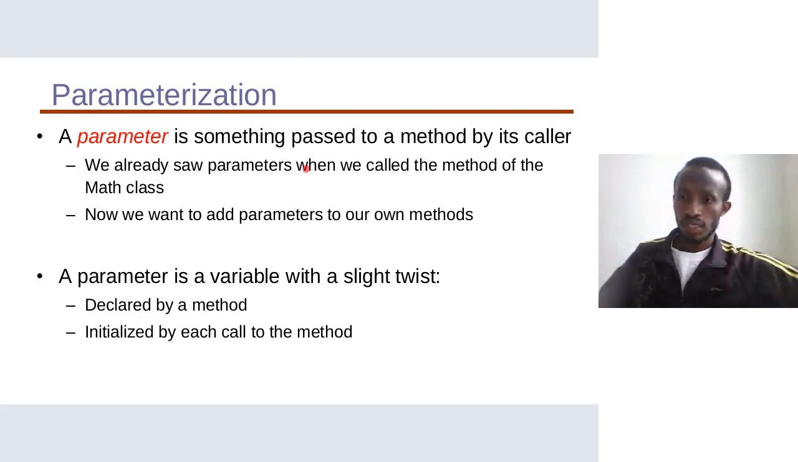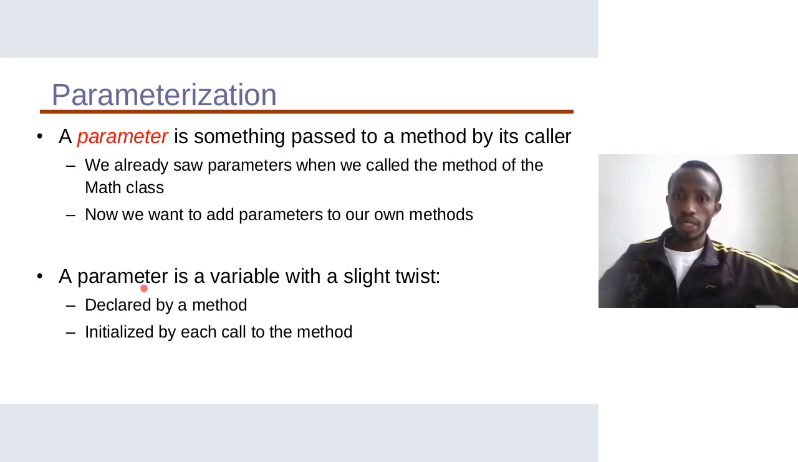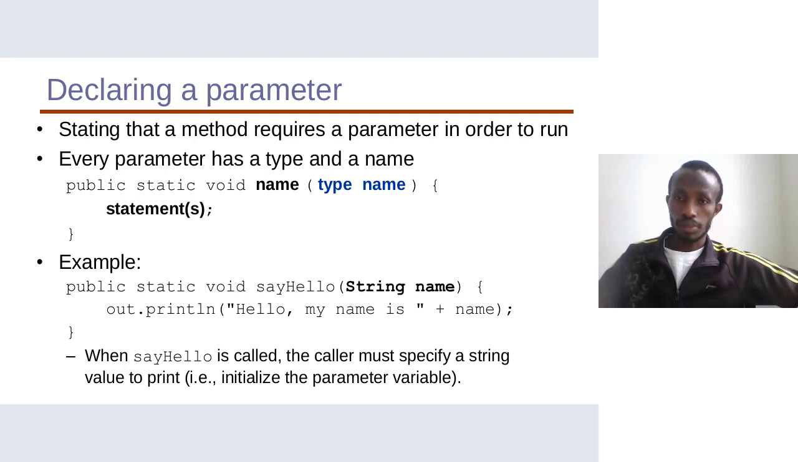Then a parameter is something passed to a method by its caller. A parameter is a variable with a slight twist. The twist is that you cannot initialize a parameter, and all parameters must be accompanied by their types. For example, you have our method here, public static void sayHello, string name. So name now is a parameter, and the parameter must be accompanied by its particular type.